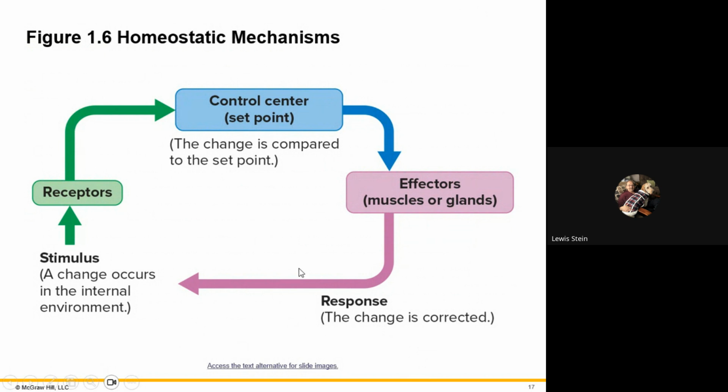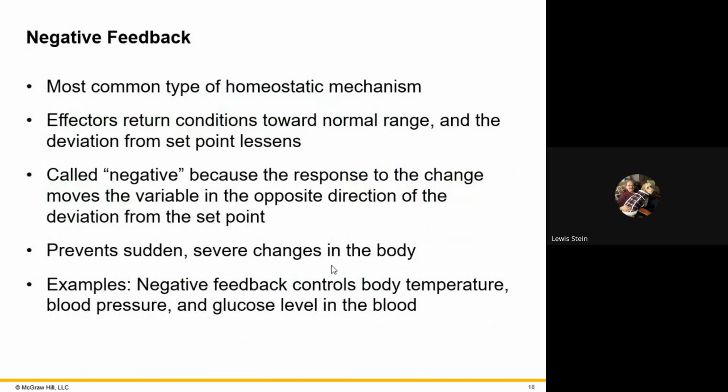And that's what happens. It makes tiny changes around the set point, bringing it back up or down to the set point, whatever it calls for. It's the most common, we call it negative feedback. That's what it means. It resets it back to the normal range quickly. As soon as it starts to deviate, it begins to reset, and it will continue to do so until it reaches that point. Negative, because the change moves it in the opposite direction it's going in. Temperature's going up, we want to bring it back down. Temperature's going down, we want to bring it back up.